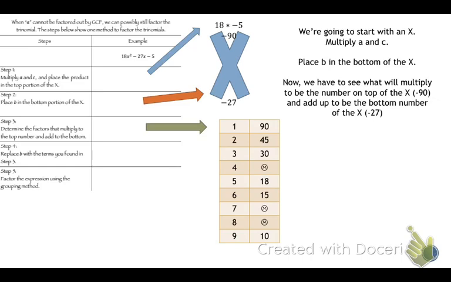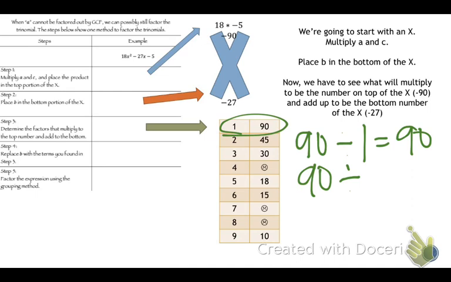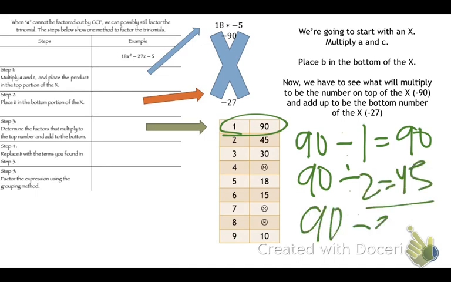If you struggle finding factors, remember you can just do 90 divided by 1. That's how you get this one. 90 divided by 2 is 45. 90 divided by 3 is 30, so on. Okay?